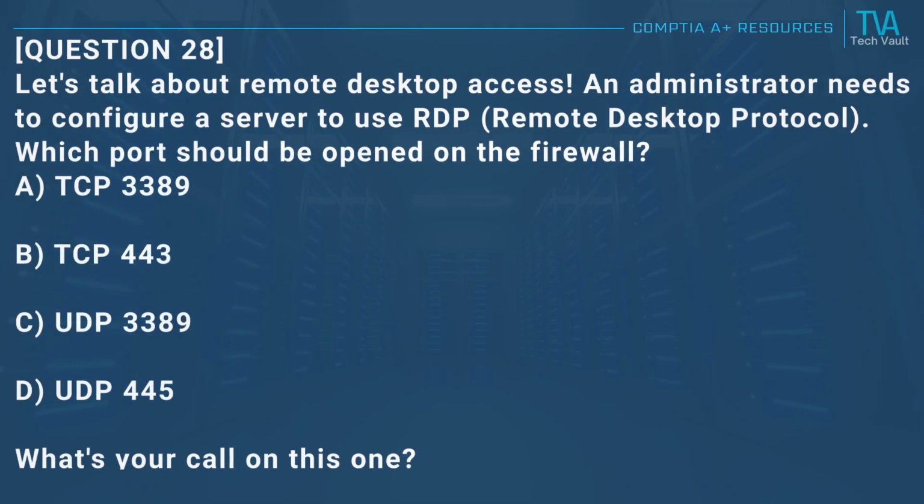Let's talk about remote desktop access. An administrator needs to configure a server to use RDP, Remote Desktop Protocol. Which port should be opened on the firewall? A. TCP 3389, B. TCP 443, C. UDP 3389, D. UDP 445. What's your call on this one?